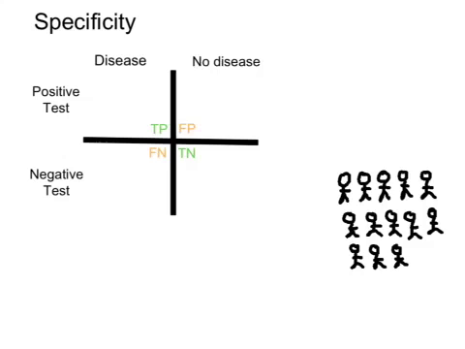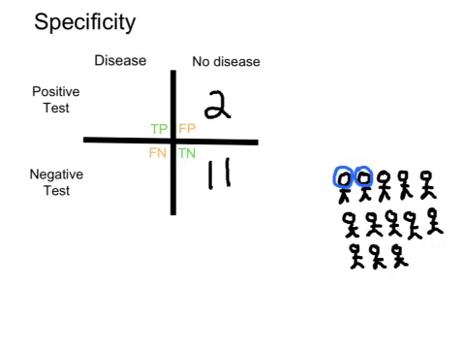So over here are the 13 people who did not have the disease from our original 20 people. And when we tested them, we found that 2 of those people tested positive. So we'll put the numbers into the table. For false positives, we have 2. And for true negatives, we have 11.